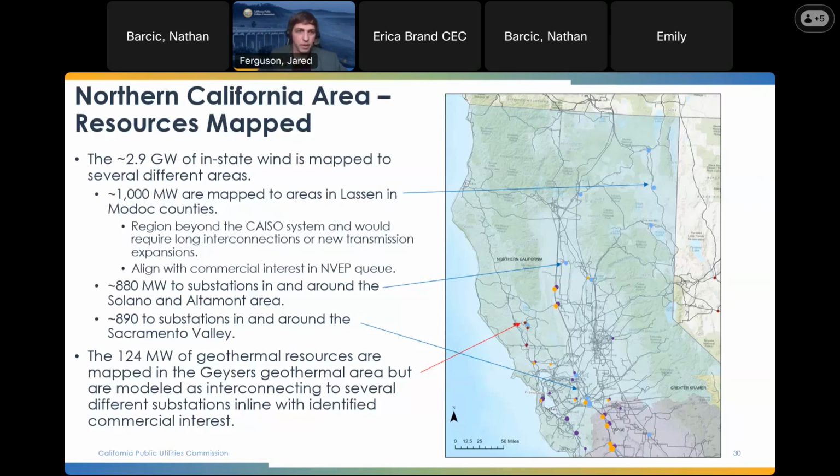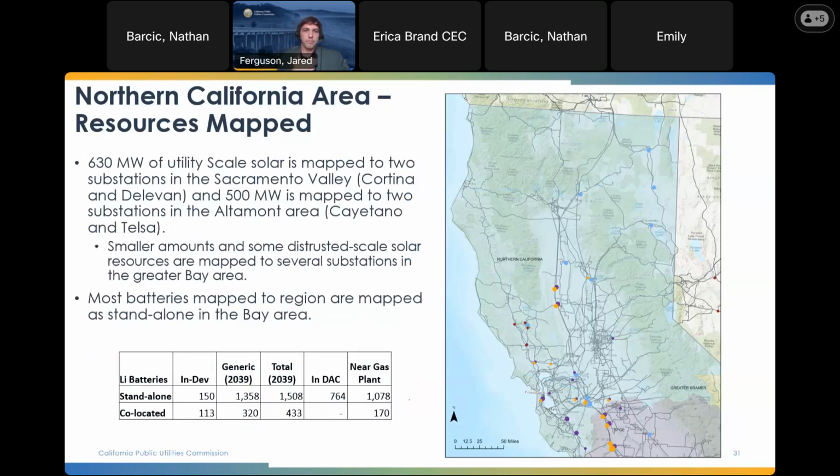Next slide. This is just noting the summaries: we have about 600 megawatts of utility scale solar mapped to 4 substations in this Northern California area. Next slide.